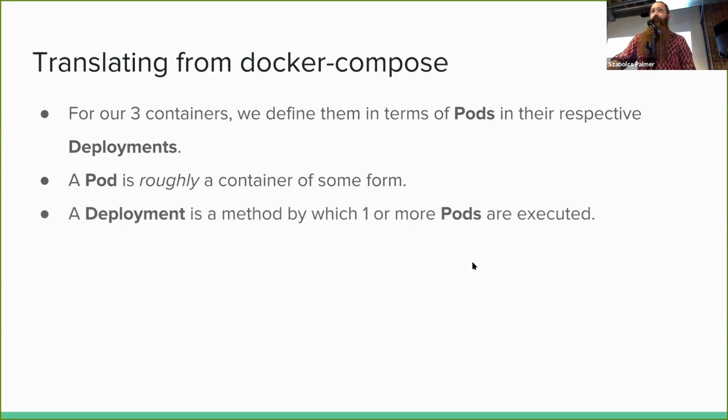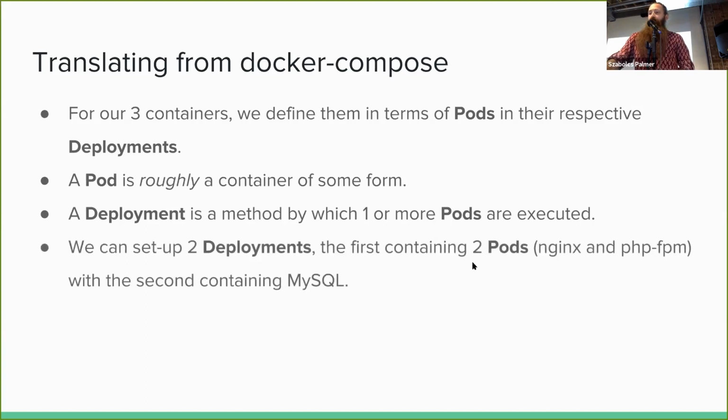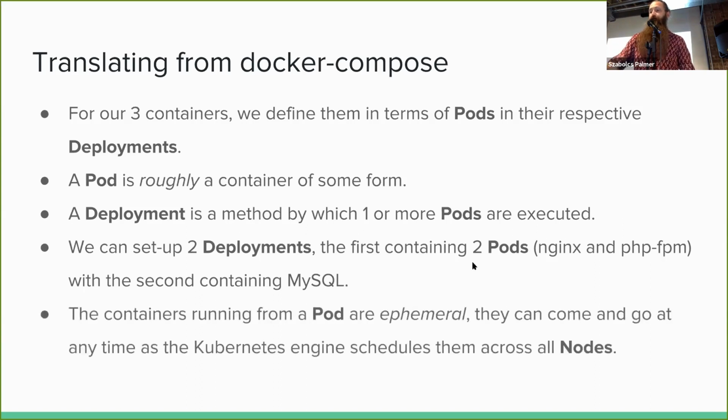Then a deployment defines a method by which pods are executed. So we can say whether or not we need to have some sort of network interface or that type of thing. So for our 3 containers then, we would have 2 deployments, one just for Nginx and PHP and the other for MySQL. The key point to relate back to one of our requirements then is that pods are ephemeral. They can disappear, be recreated, run anywhere, and we don't really know about that. Kubernetes manages that for us.